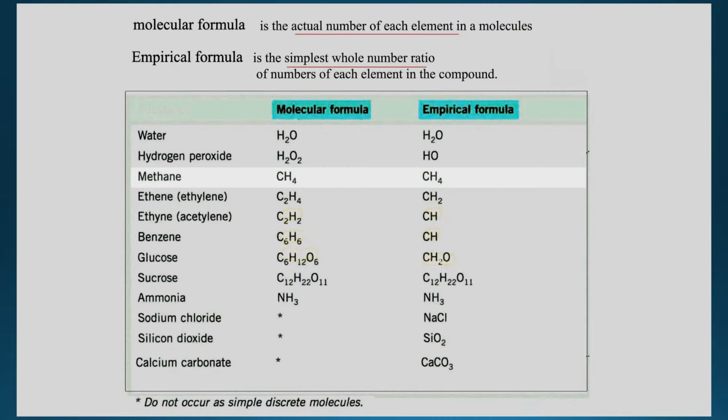Methane, this is the simplest you can. Ethene, yes, you can divide both by 2, it becomes CH2. How about ethyne? Yes, you can divide by 2, it becomes CH. Benzene divided by 6, glucose divided by 6, and you can't divide this one because you won't get any simpler whole number ratio. Ammonia, this is the simplest. As to many compounds, ionic compounds and covalent compounds, you just can't write them in any molecular formula form. You only represent them in empirical formula. So that's talking about this simplest whole number ratio rule.